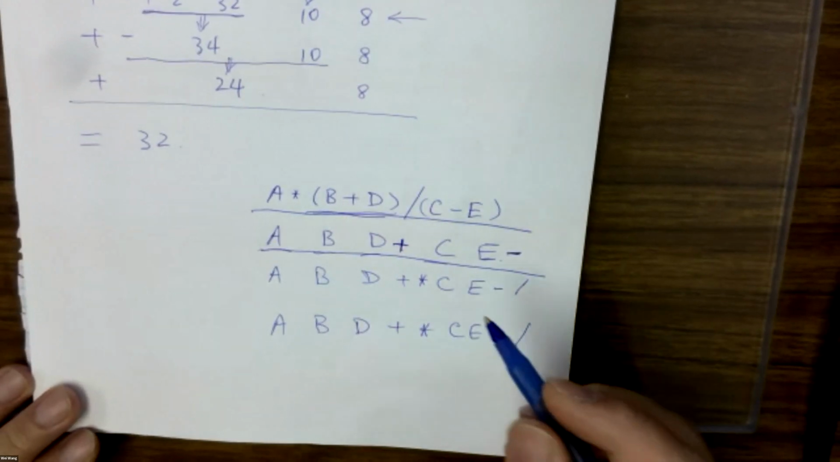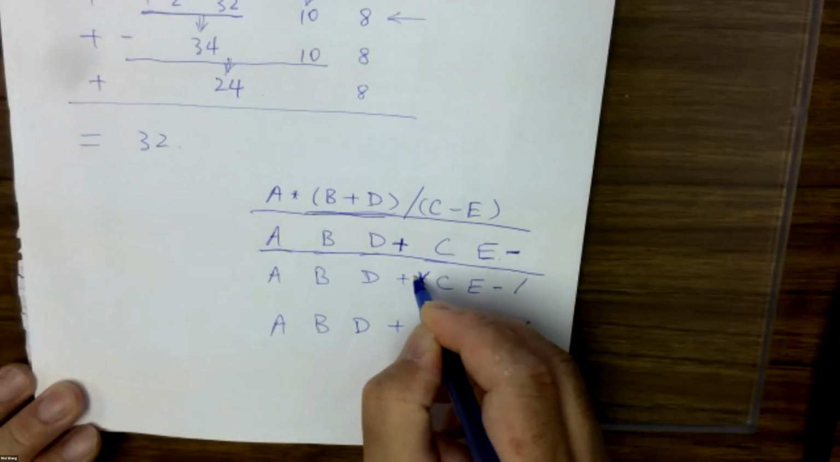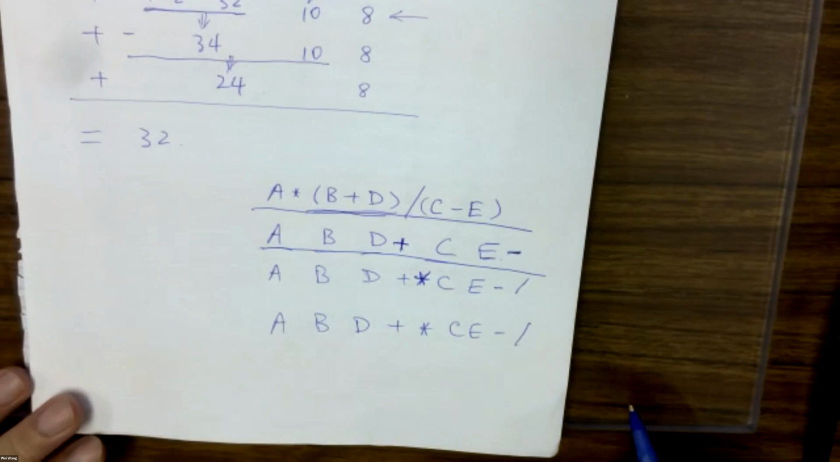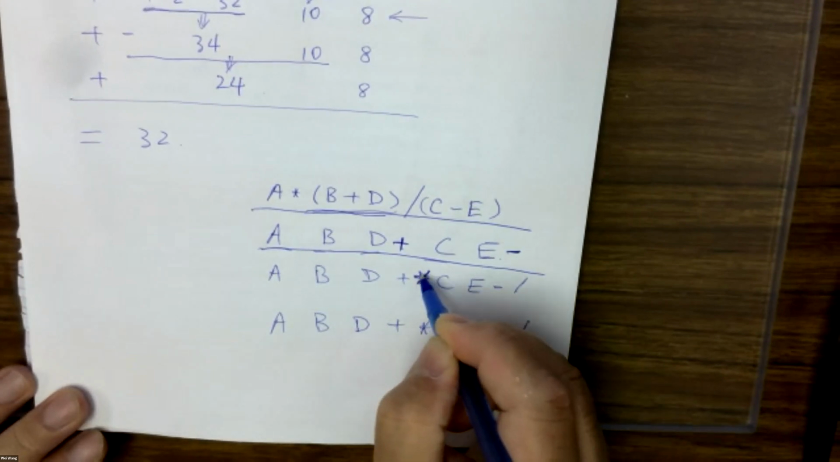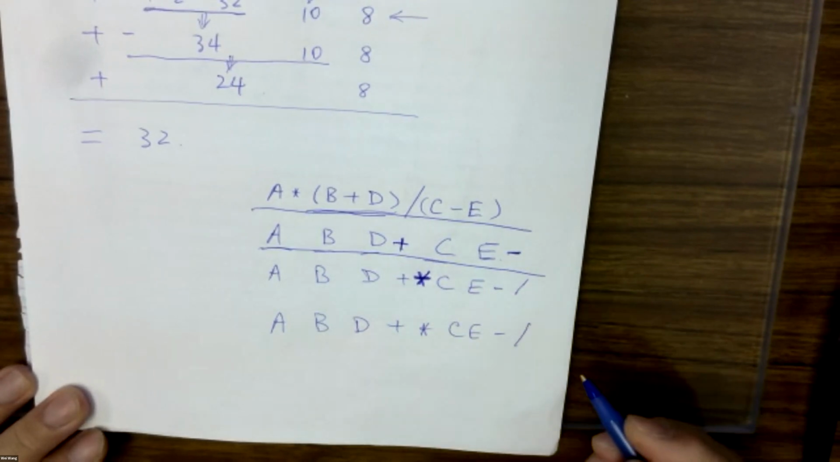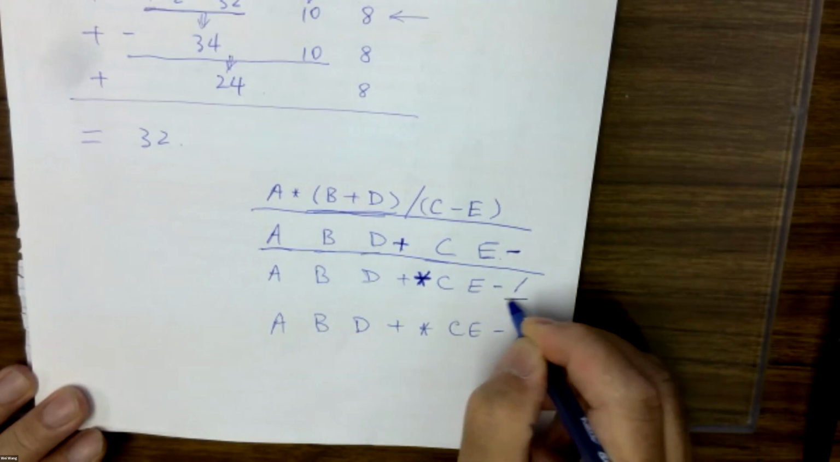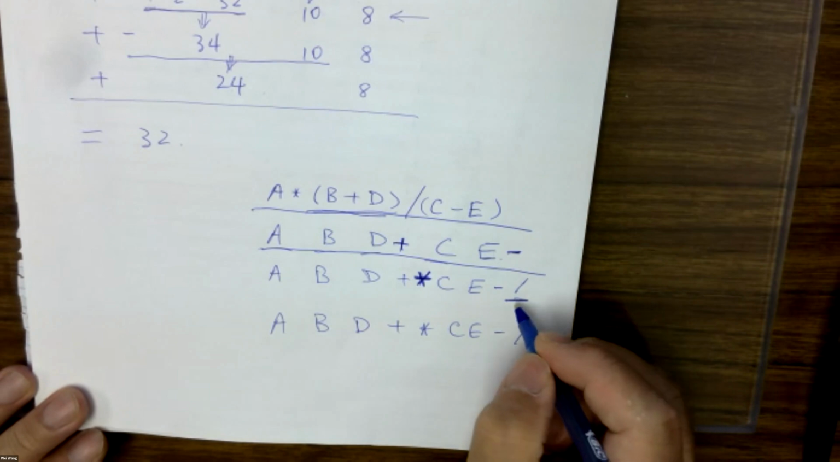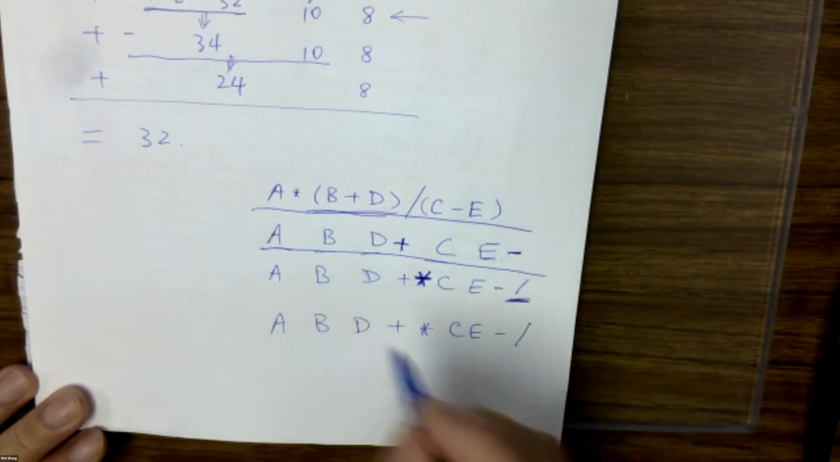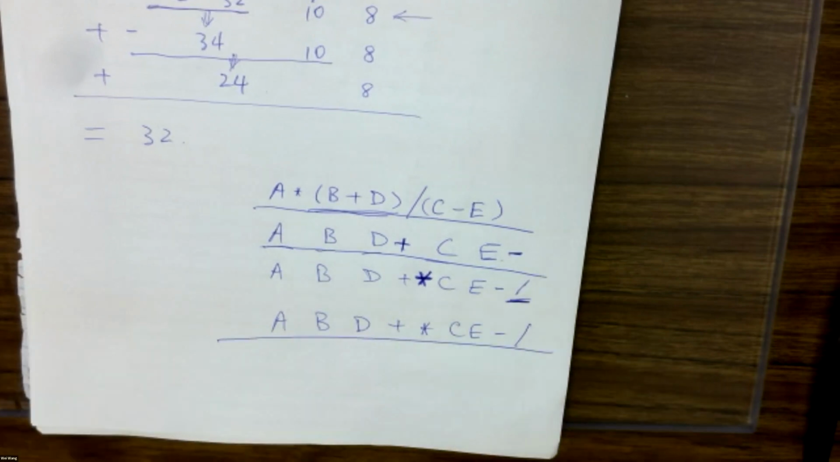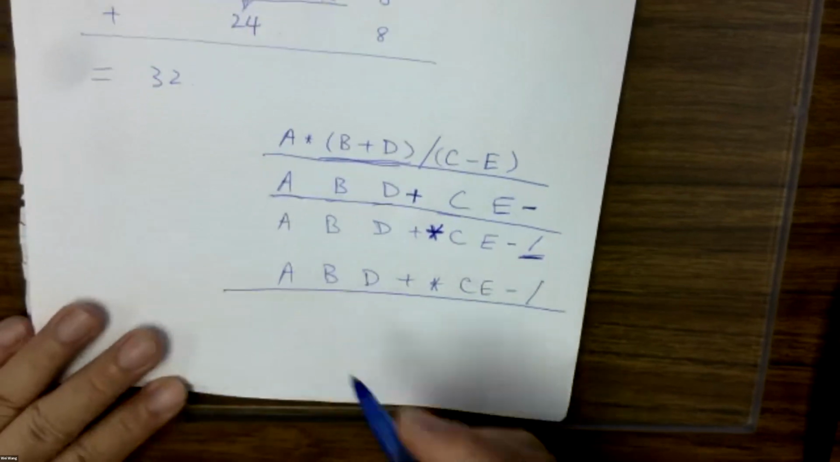And then we do what? The multiplication, A times B plus D, so we stick the multiplication operator there. And then we do the division, not the subtraction. And so basically that's the result. Or as Ben has done, you can also do this.